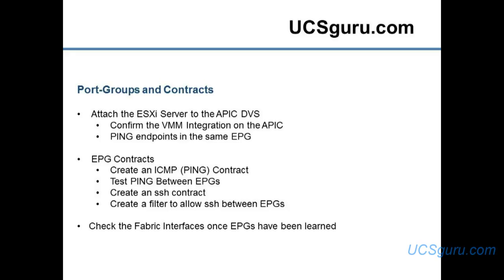We'll just choose the two uplinks from our UCS server for our distributed switch. Then we're going to just confirm that the VMM integration can be seen on the APIC. And then we're going to do a ping between two endpoints in the same EPG, so between two of our Windows boxes and two of our Linux boxes.